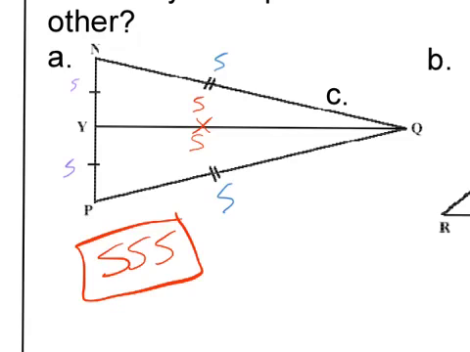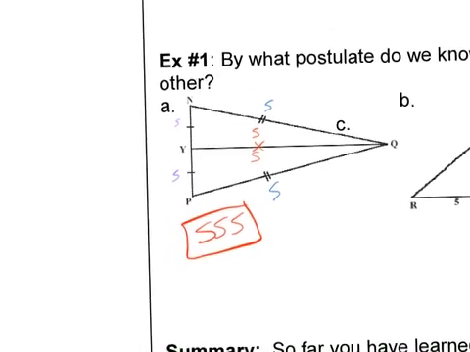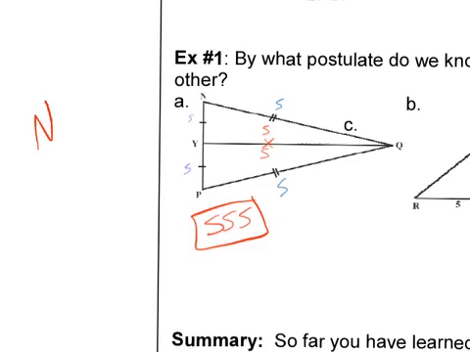By the way, if you think that they're not congruent, like there's not enough information, you would just write NEI for not enough information, then you move on.